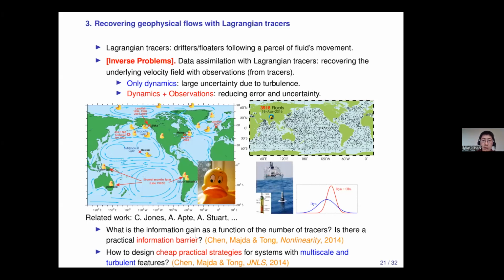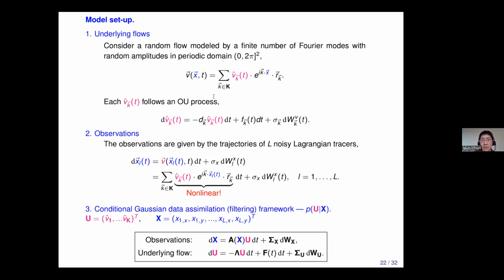Previously we did some work using this kind of framework to show the information barrier and to design some cheap practical strategies to recover the multi-scale features. So if you're interested, you can look at these papers. But I only want to show the framework here and tell you why this reduced order model can describe this kind of data assimilation problem.